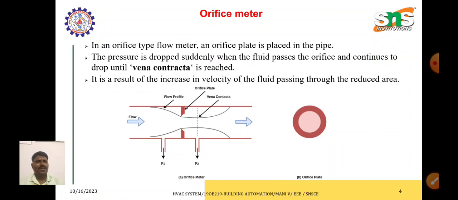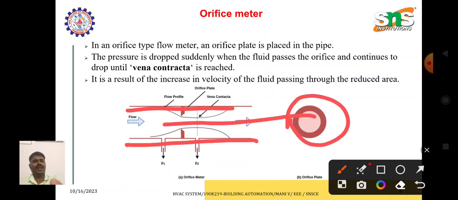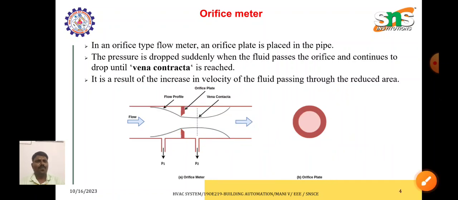And this is the orifice meter. In this type of flow meter, an orifice plate is placed inside the pipe. You can consider this a pipeline, and across it the orifice is placed inside the pipe. So there is an obstruction in the flow of fluid or gas. Because of this obstruction, we are able to calculate the pressure drop across the orifice and measure the flow rate.